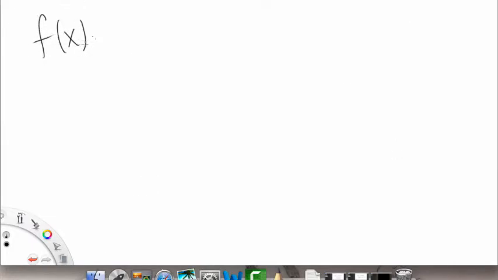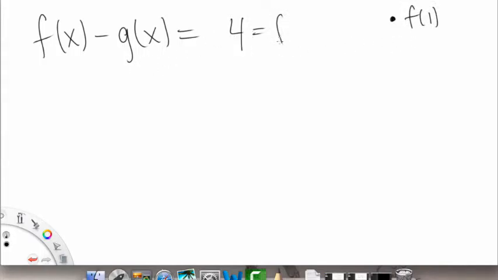When we plugged 1 into our f of x minus g of x, this is equal to a positive 4. And what that means is that when we took the value of our function f at 1, this is actually f of 1 minus g of 1.